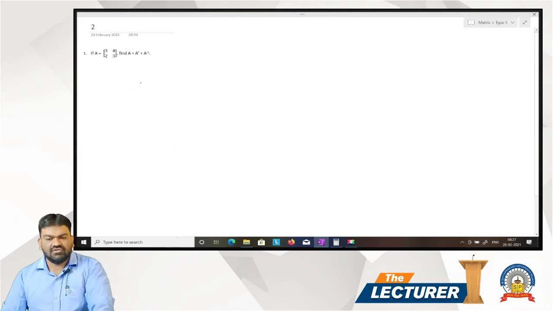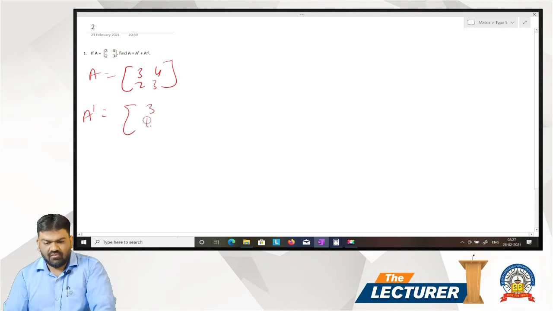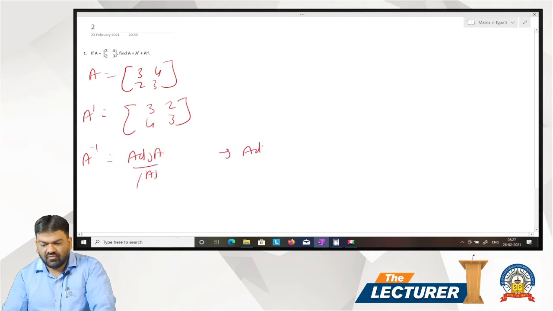If A is equal to [3 4; 2 3], find A plus A dash plus A raised to minus 1. So A is equal to [3 4; 2 3]. A dash, that is transpose, convert row into column. A raised to minus 1 is equal to adjoint of A upon determinant of A. First, adjoint of A.